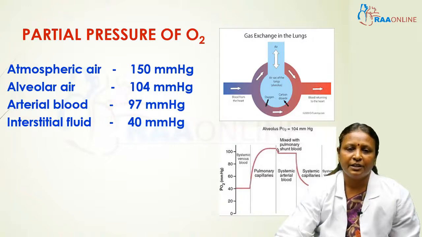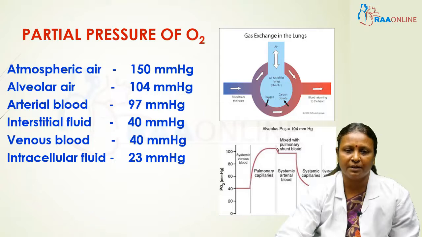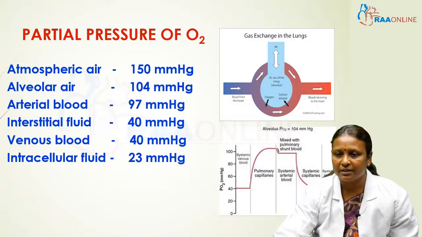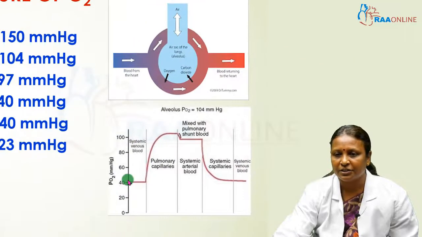Then the interstitial fluid has a partial pressure of oxygen around 40 millimeters of mercury, and the partial pressure of oxygen in the venous blood is also 40 millimeters of mercury. In the intracellular fluid, the average partial pressure is just 23 millimeters of mercury. Here you can see this is the partial pressure. In the venous blood, it is 40 millimeters of mercury.